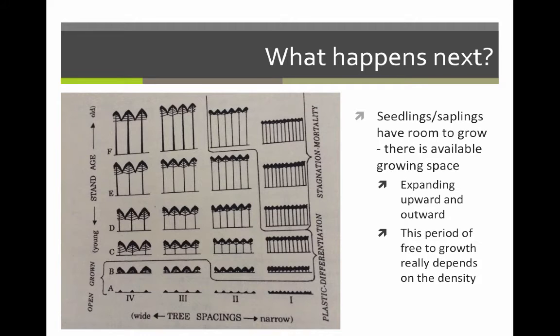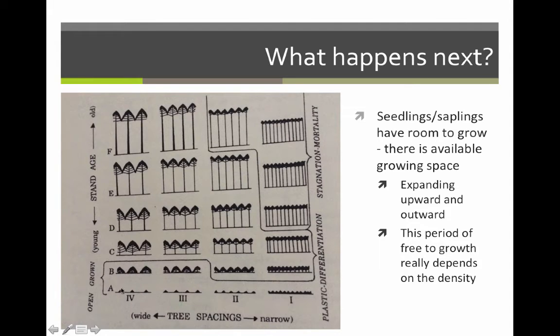So what is happening? What are we seeing? So we have this establishment, and in this first stage of development, we're in this A stage. So seedlings and saplings, they have room to grow. There's available growing space. And we can see in this figure we have different ages, A, B, C, D, E, and F. We also have different spacings from very high density spacing to very low density spacing. So we have this change in age and also a change in density.